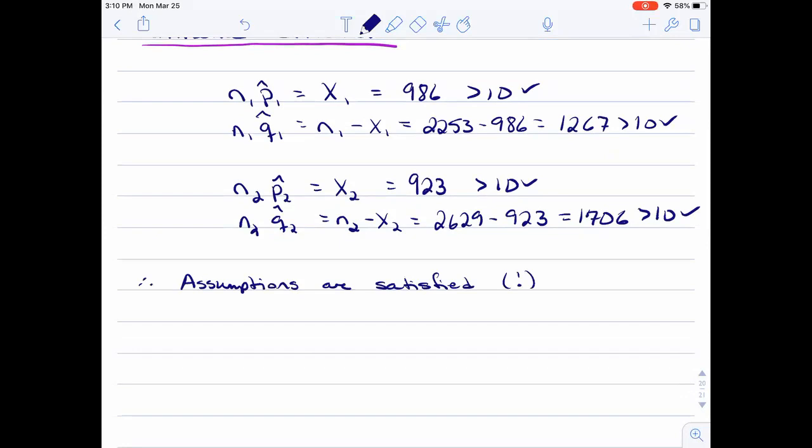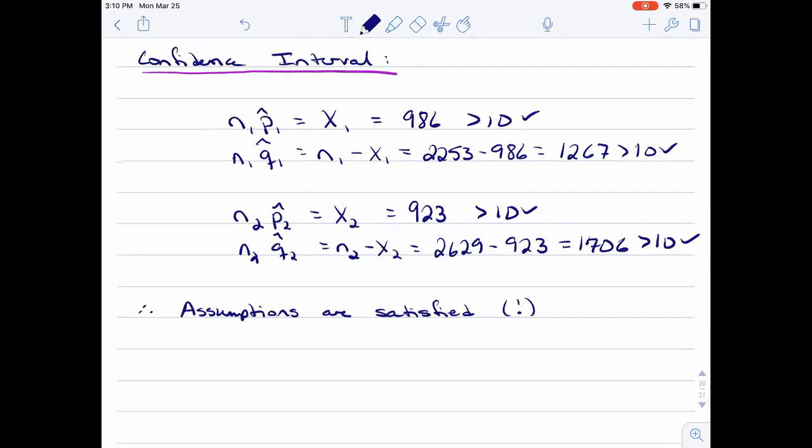Now that we've checked the assumptions, it's smooth sailing from here, right? Now we're going to do a hypothesis test, and we want to see, are the proportions the same or are they different? Is there evidence that there's a significant difference in the proportion of men?